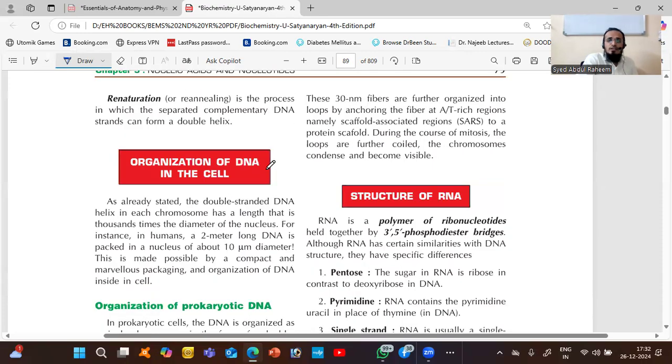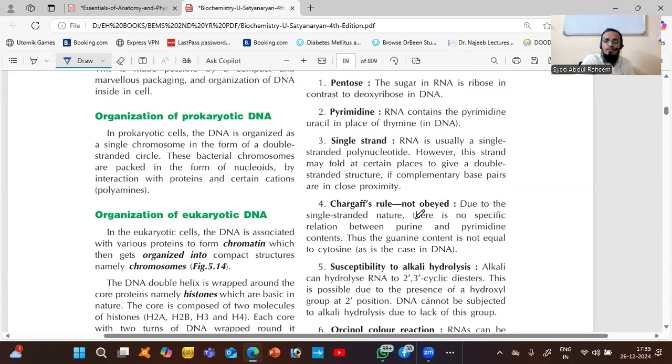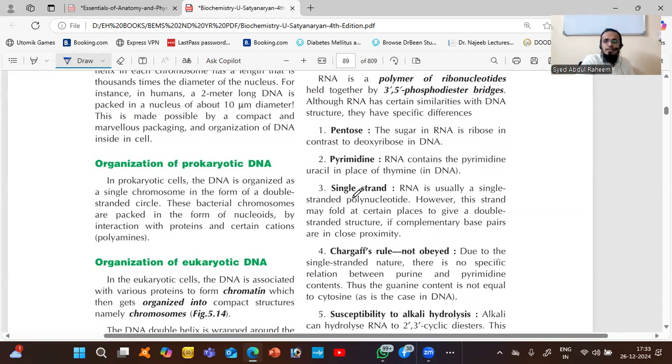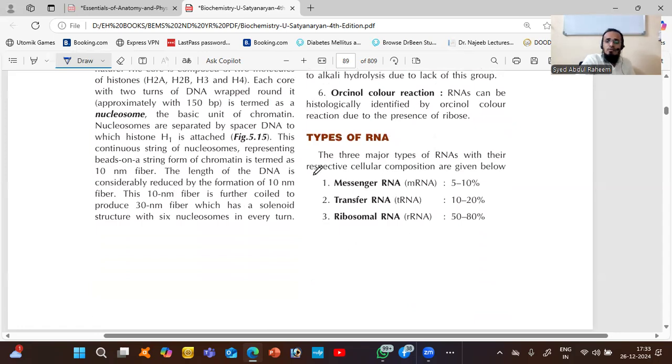Now, what is RNA? Next we have RNA. I hope you understand DNA, the DNA structure, and that some cells have DNA and some don't. RNA has a similar structure to DNA. It has pentose sugar, pyrimidines, and is single stranded. There are three types of RNA: messenger RNA, transfer RNA, and ribosomal RNA.